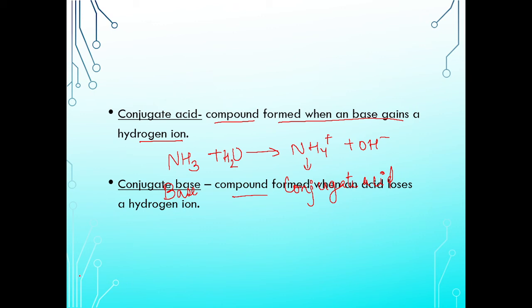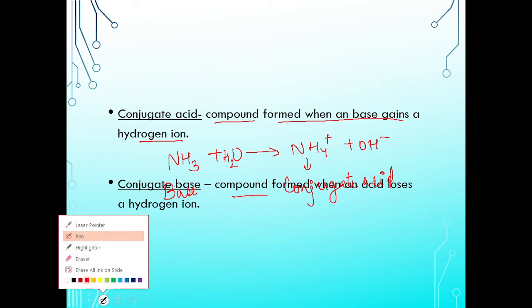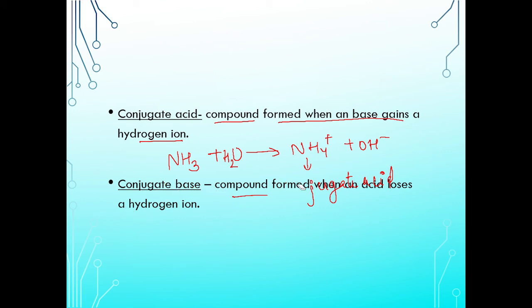In the same way, the conjugate base is the compound formed after an acid loses the hydrogen ion. Okay, so I'm just removing this part. Something which loses the hydrogen ion, after losing it, is your conjugate base. Is it clear? Is it clear now? I hope it is clear now.